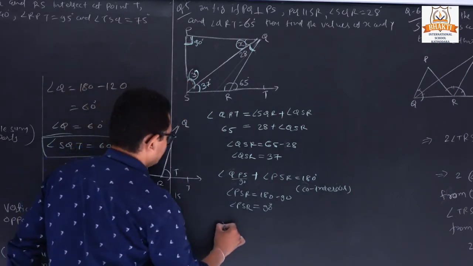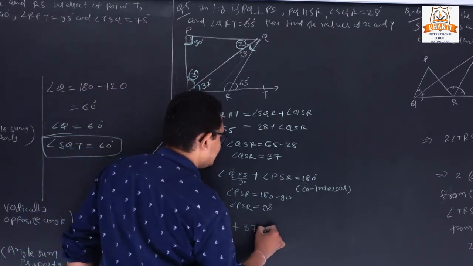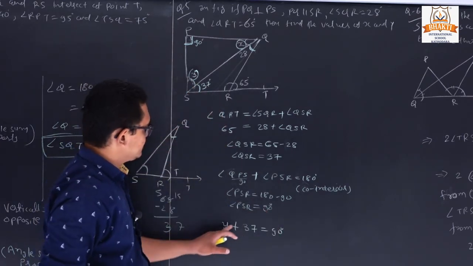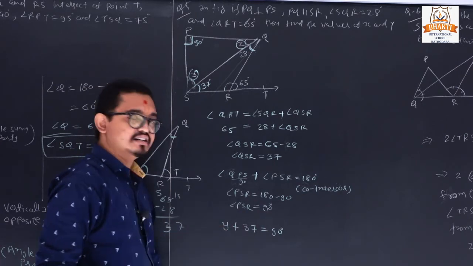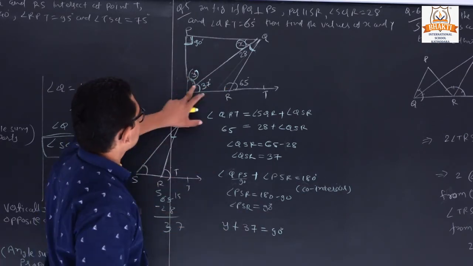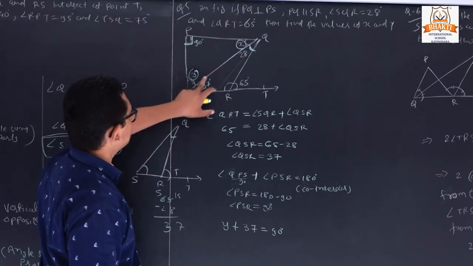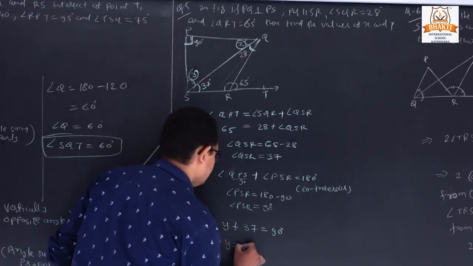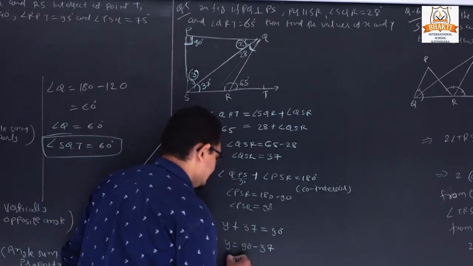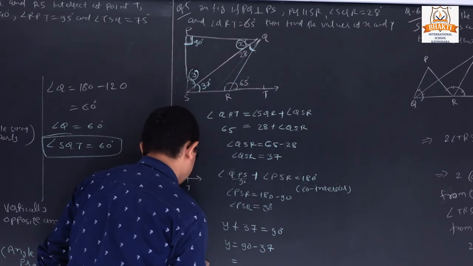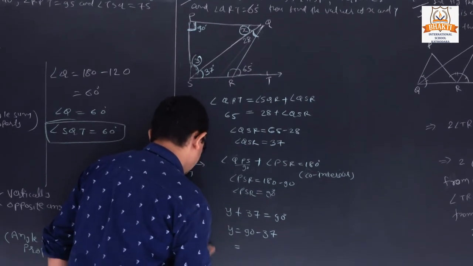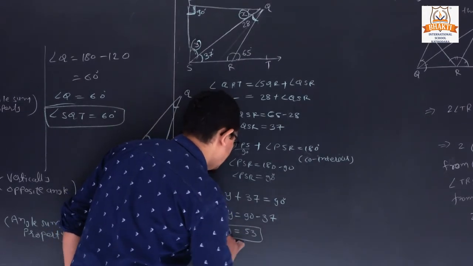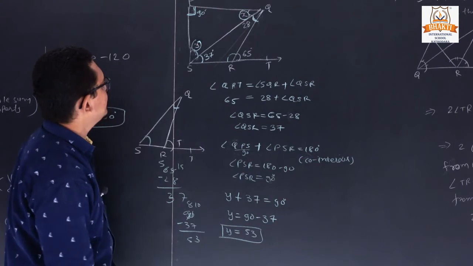Now it means Y plus 37 is equal to 90, the sum of these both is 90 degree. So what we can write? PSR is equal to Y plus 37. It is not a bisector, it is just a cut line. So Y is equal to 90 minus 37. 90 minus 37 is 53. So what is the value of Y? It is 53.